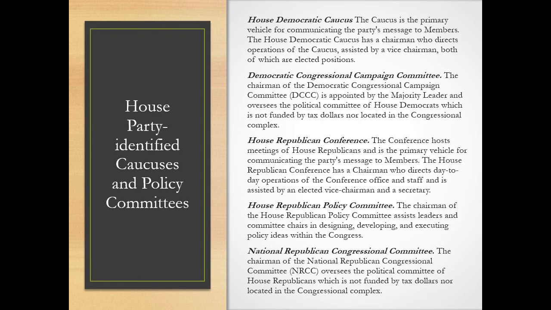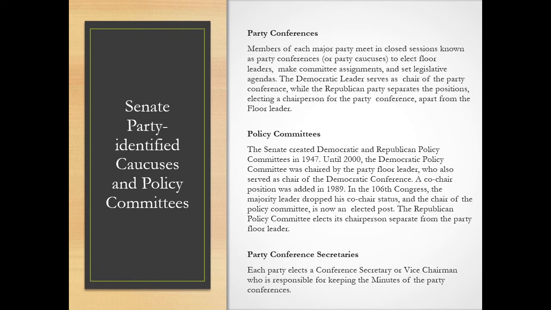The caucuses. Now, we talked about this a little bit in Party and Government, but let's just revisit. So these are the committees or the collective bodies of the Democrats in the House, of the Republicans in the House, or in the Senate. And so again, the caucus is the primary vehicle for communicating the party's message to members. The House Democratic Caucus has a chairman who directs the operations of the caucus, of the gathering of Democrats, assisted by a vice chairman, both of which are elected positions within the party. And we remember, too, that all these have websites. We did this with Party and Government, right? And so we're revisiting them again.